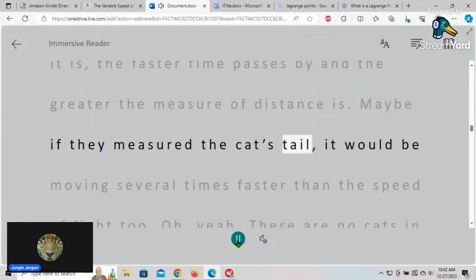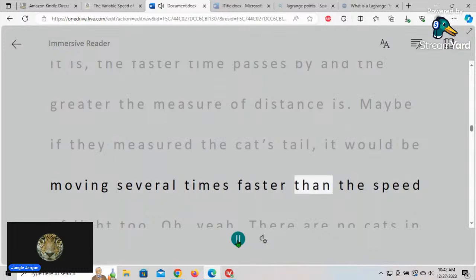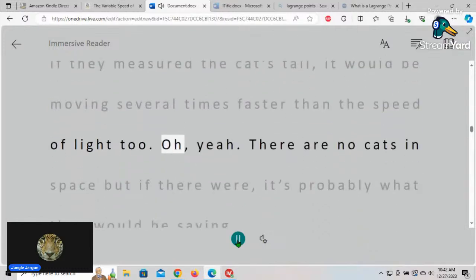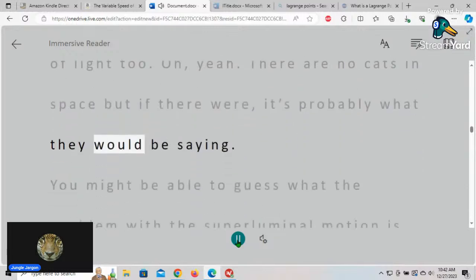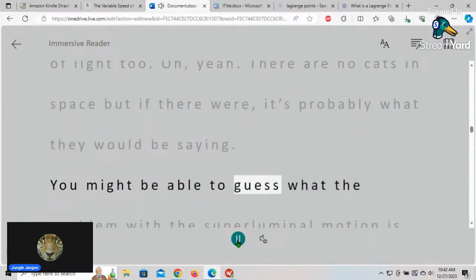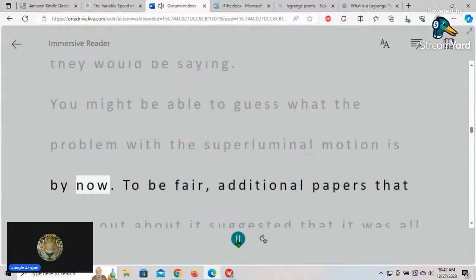Maybe if they measured the cat's tail, it would be moving several times faster than the speed of light too. Oh, yeah. There are no cats in space, but if there were, it's probably what they would be saying. You might be able to guess what the problem with the superluminal motion is by now.